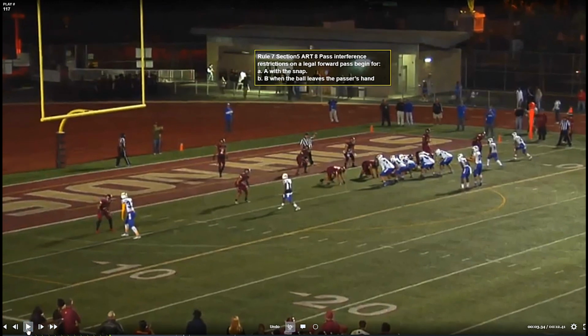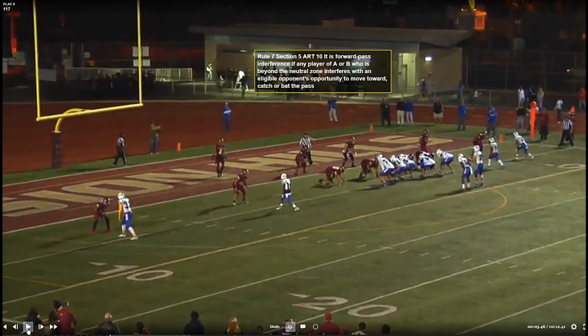All right, so remember that pass interference restrictions on a legal forward pass begin for A with the snap. That means any contact after the snap that prevents a B player from getting to a receiver that's beyond the neutral zone is potentially pass interference. And remember that 7.5.10 tells us that it's forward pass interference if any player of A or B who is beyond the neutral zone interferes with an eligible opponent's ability to move toward, catch, or bat the pass.